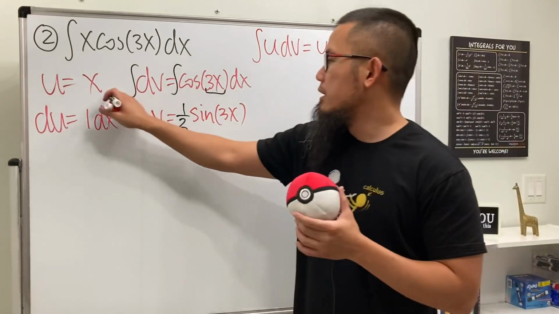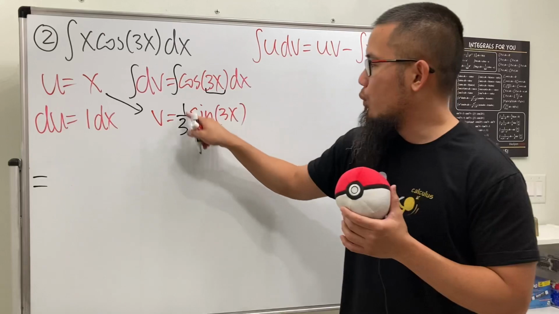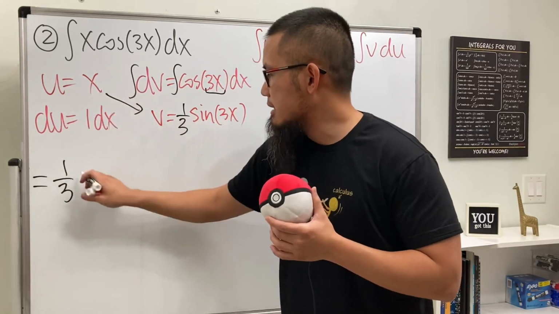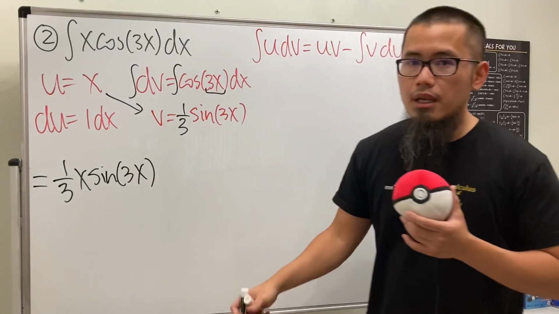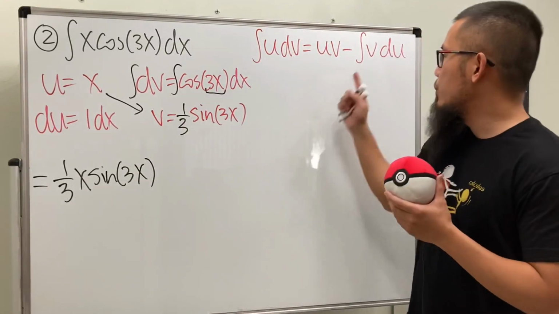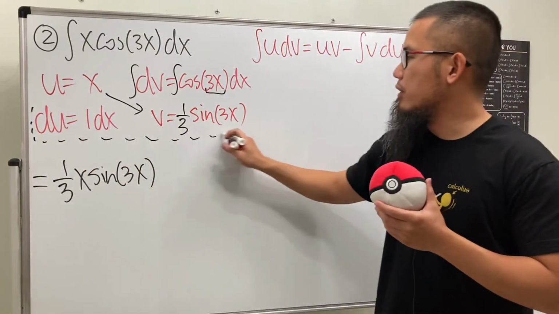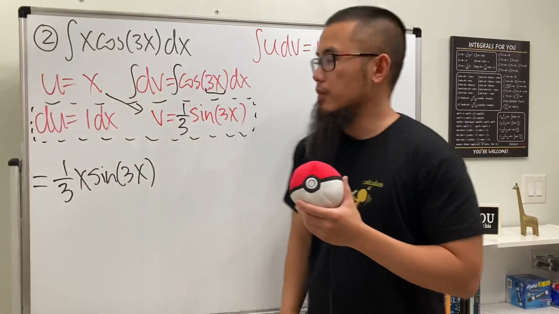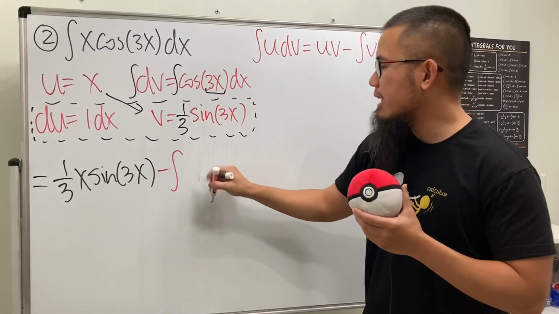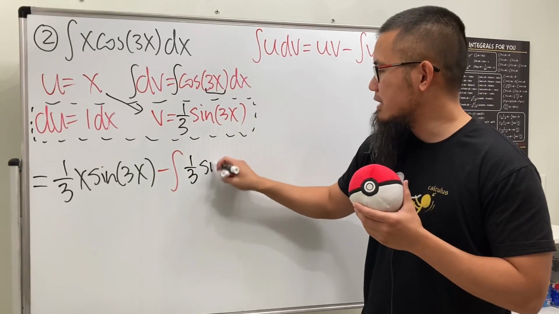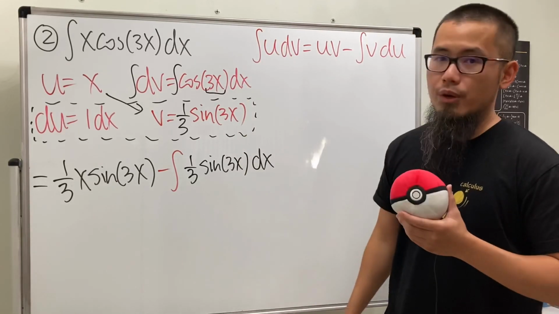And now let's see, this times this. That's the first part of the answer. So we will have 1/3, and then x, and then sine of 3x. So this right here is the uv part, and then we will just minus the integral of the product of this row. So we minus integral 1 times that, which is just 1/3 sine of 3x, and that's also put on the dx right here as well.